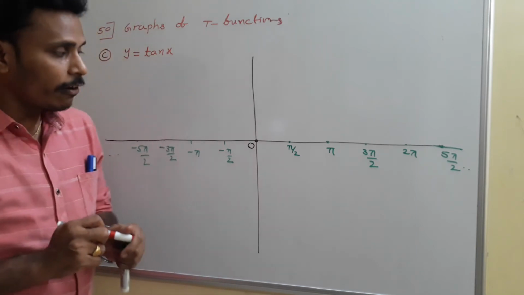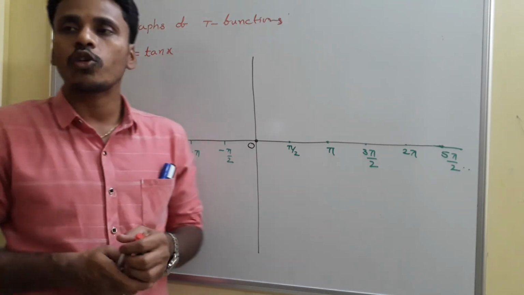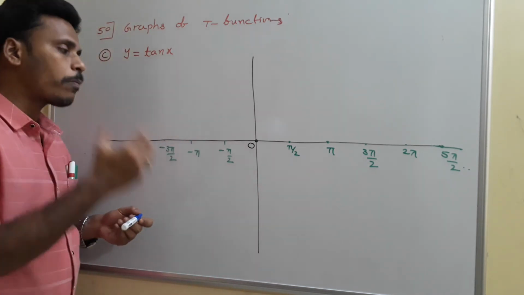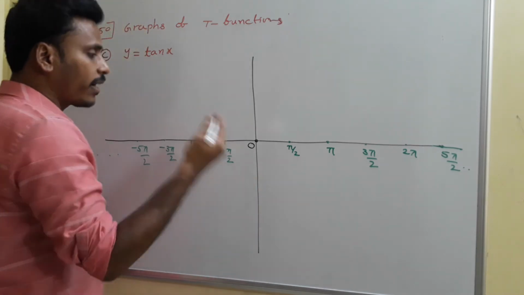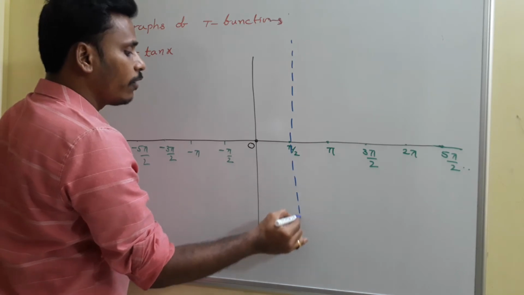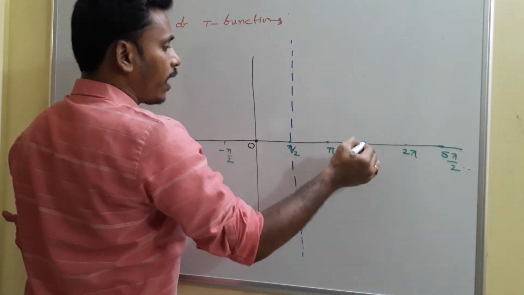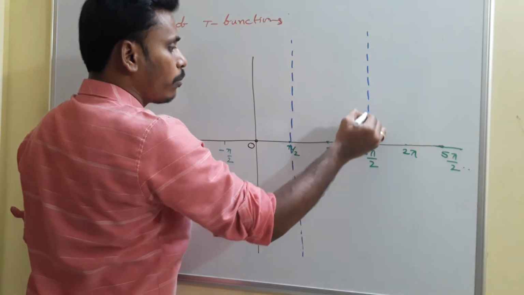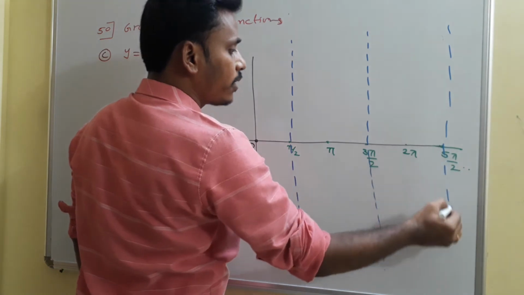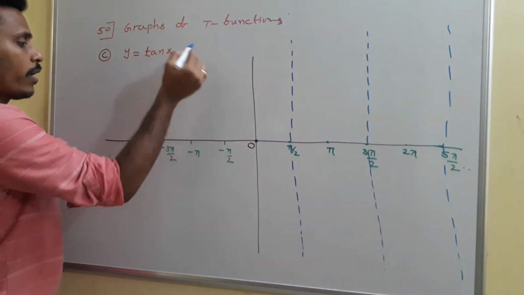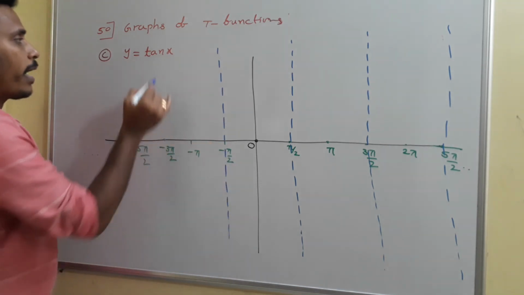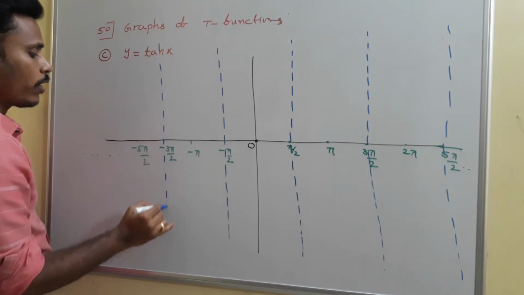Since tan 90 degrees is infinity, it is very difficult to indicate infinity on the graph, on the plane. So since it is not possible to indicate infinity on the graph, you need to draw imaginary lines at those angles where the tan function is infinity. So here it is one imaginary line, and then at 3 pi by 2 you need to sketch one more imaginary line, and again at 5 pi by 2 one more imaginary line. Likewise in this direction also, at minus pi by 2 you sketch one imaginary line, and then at minus 3 pi by 2 one more imaginary line.